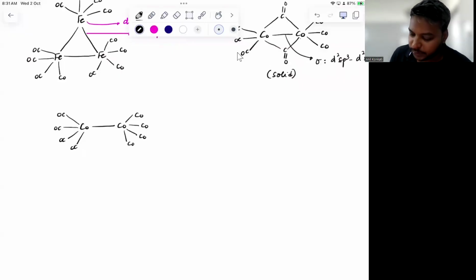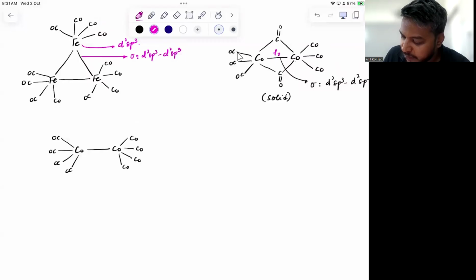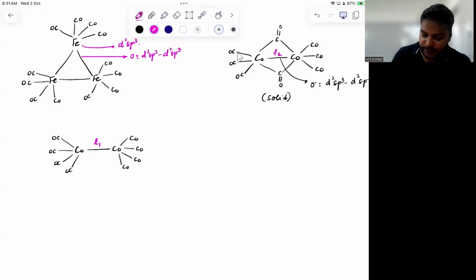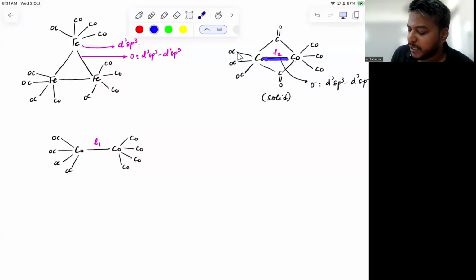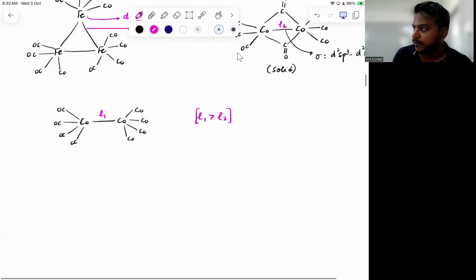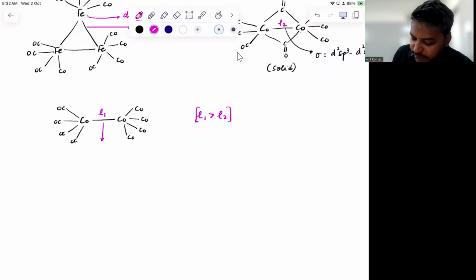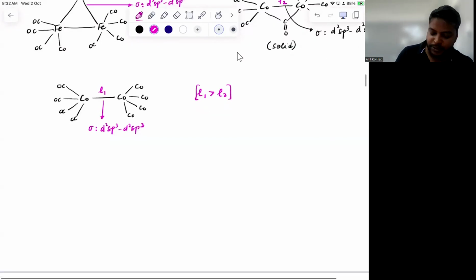Now, suppose I call this L2 and this, if at all, L1. Now, because the carbonyl compound is making a bridge also, the overlapping will increase here. So what happens to the length? Decreases. So L1 typically is greater than L2. By chance, if this is asked, please be aware of it. Okay? And the type of sigma bond is the same here. d2sp3 and d2sp3 overlapping is observed in both of them. Clear?